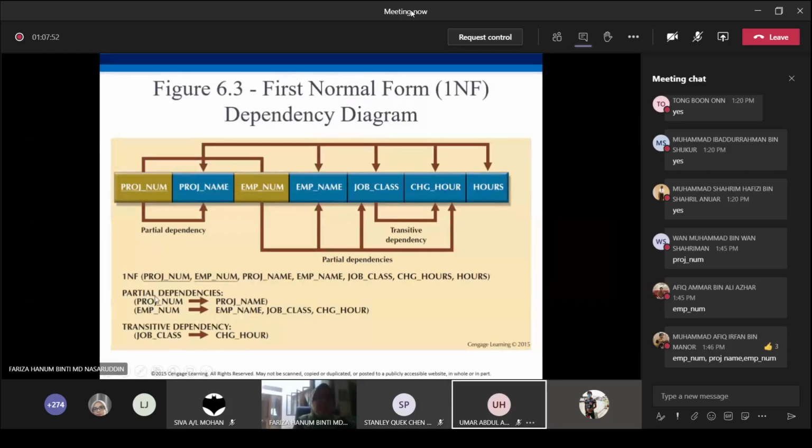Partial dependencies is where you have project num determines project name. You have the arrow there. Employee num determines employee name, job class, and charge per hour. And then transitive dependency, you have job class determines charge per hour. Okay, so this is your dependency that you have determined.